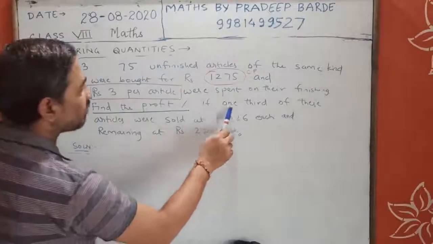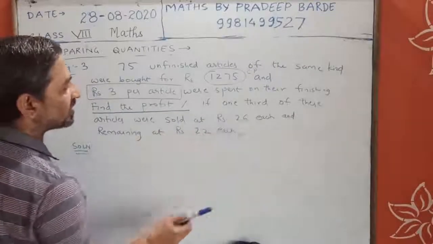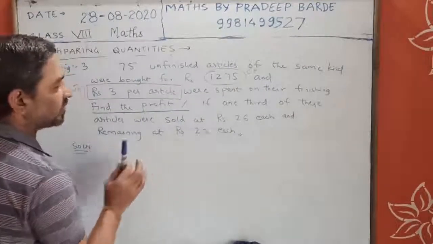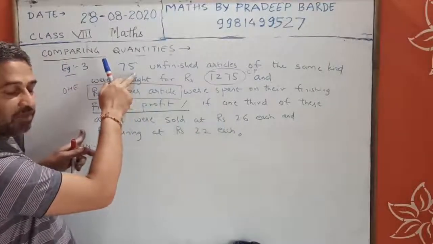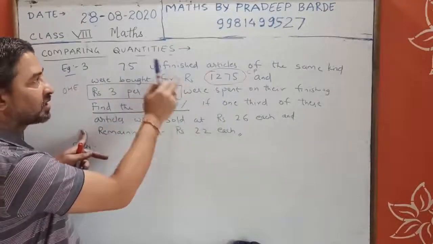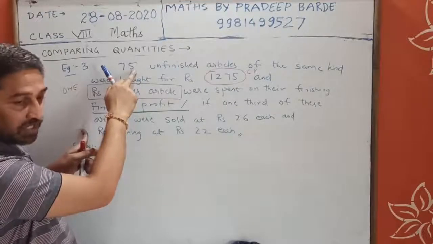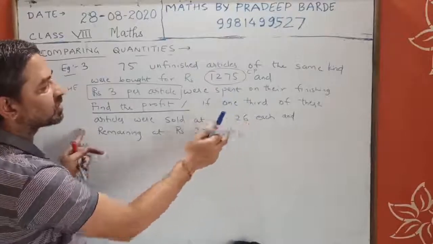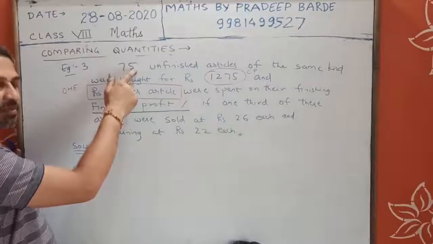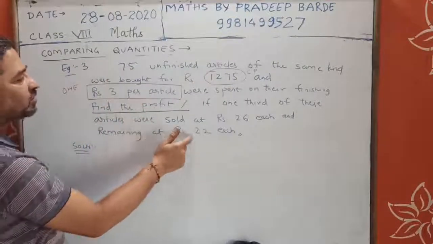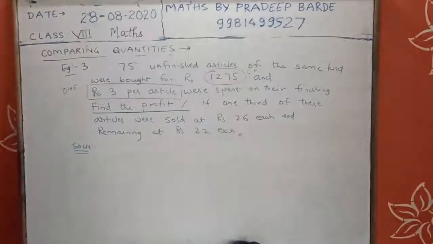And here it is given if 1/3 of these articles was sold at rupees 26 each and the remaining at rupees 22 each. 1/3 of these articles मतलब 75 थे total, उसका 1/3 निकालेंगे. 1/3 of 75, that is 25. So 25 articles were sold at rupees 26 each. Remaining बचे आपके पास 50. So 50 articles were sold at rupees 22 each. You have to find out the overall profit percent.